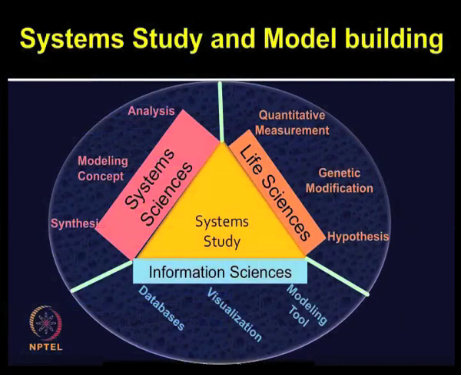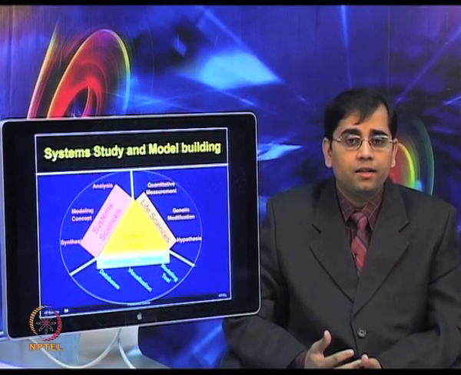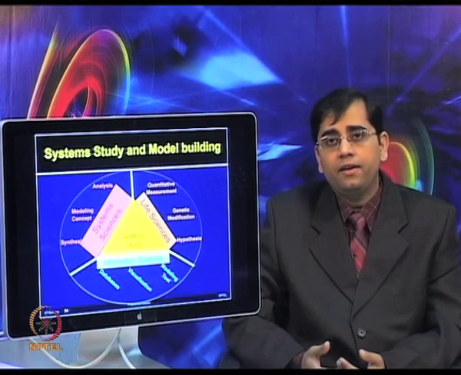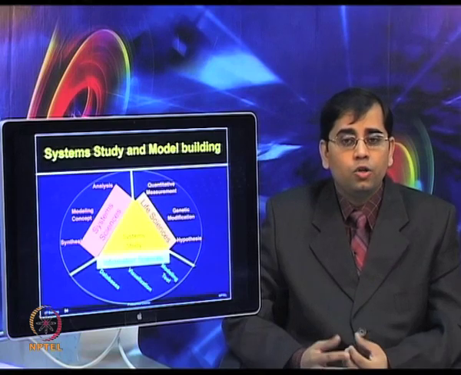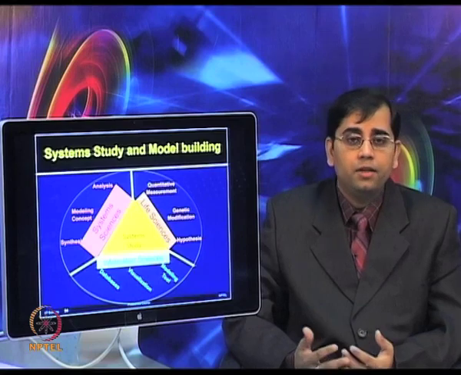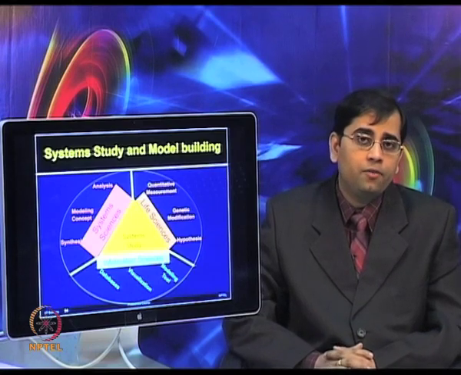Systems study and model building. The system science includes synthesis, modeling concepts, analysis. The life sciences discipline provides quantitative measurements, genetic modifications, and deriving some hypotheses. The information sciences enable the visualization, the modeling tools, and different databases. So, this model building as an aid to understand the complex system is very useful for systems level investigation.